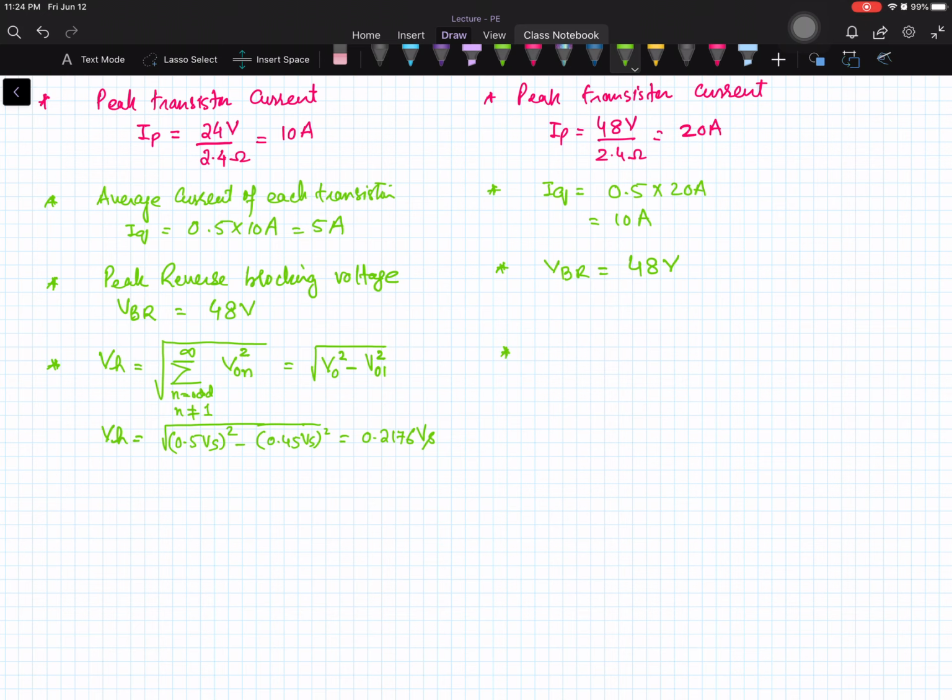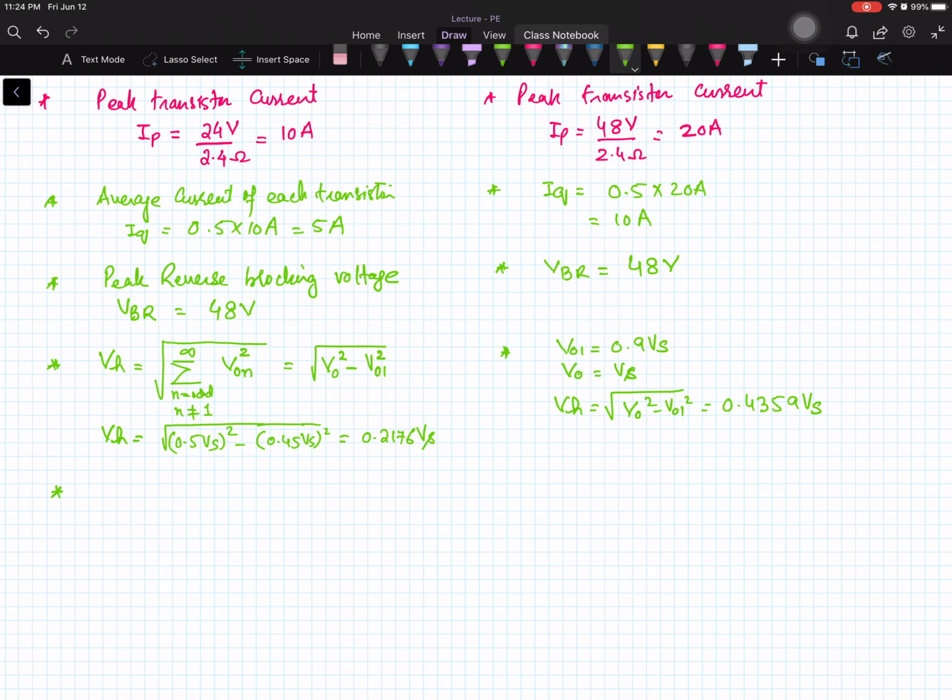Similarly, if we calculate the harmonic voltage for the full bridge inverter, we know that V01 is 0.9 Vs and V output is simply Vs, the total RMS voltage. So the harmonic voltage will be the square root of V0 squared minus V01 squared, which equals 0.4359 Vs. So the harmonic voltage in the case of the full bridge inverter is higher as compared to the half bridge inverter for the same supply and load condition.